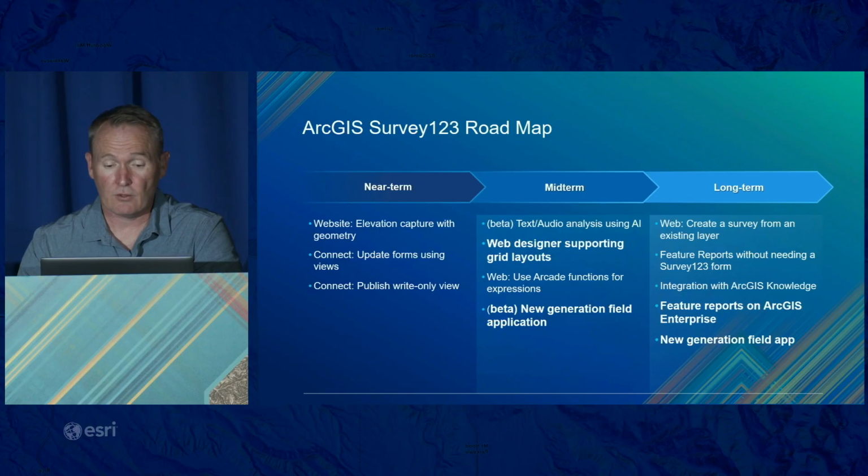We're looking at the Q3, maybe beginning of Q4 timeframe. And then long term, a couple things to point out. We're bringing feature reports to ArcGIS Enterprise, so being able to run those feature reports, but behind a firewall on an ArcGIS Enterprise system. And then also long term, looking at next year, Q1, we're targeting to have our next generation of the field app, the first release of it available.